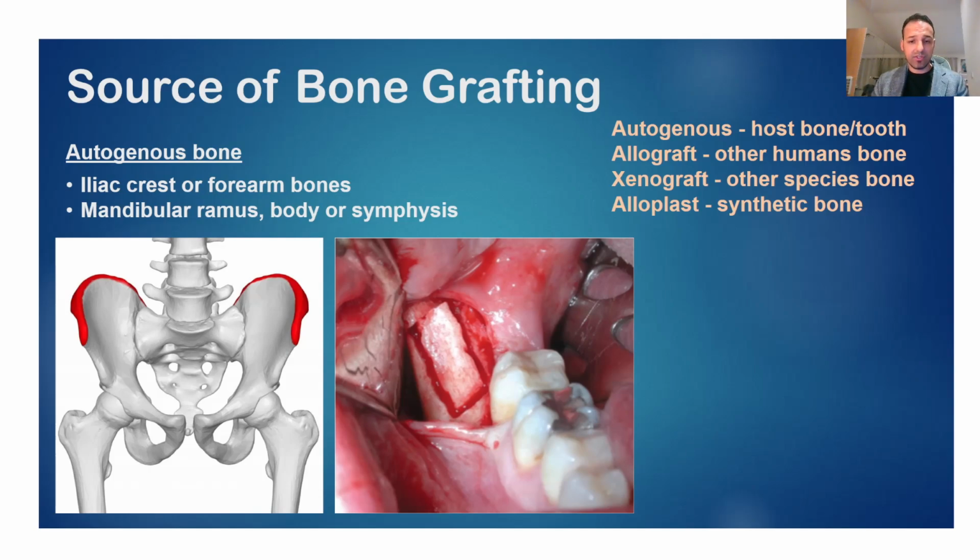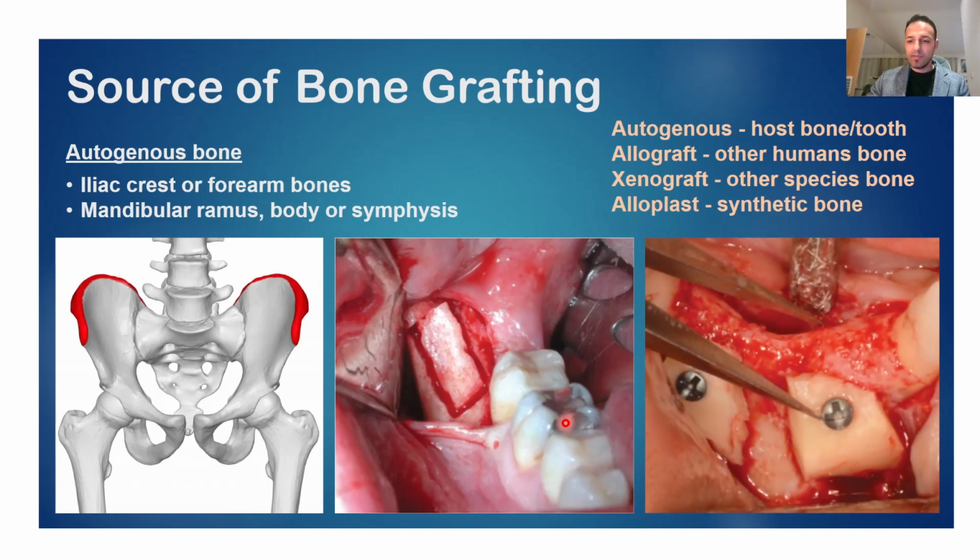This just shows, in the angle of the mandible region, a block graft being taken. This is a block graft being placed. As you can see, screws are positioned. Usually there would be 2 screws, by the way, to stop any rotational movements. But you can see a block graft in position here.